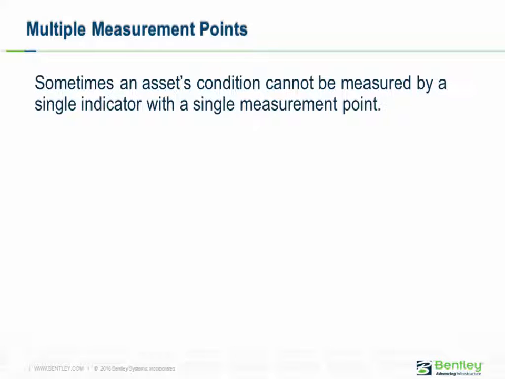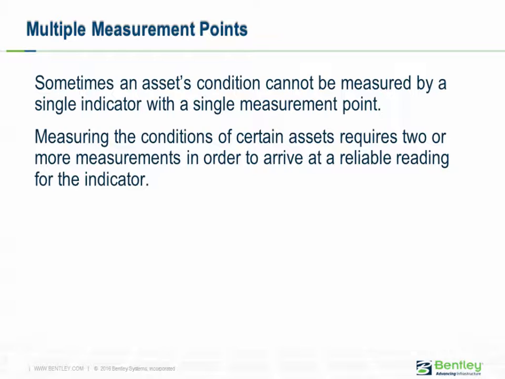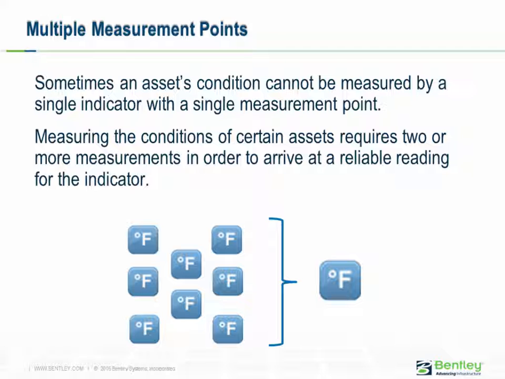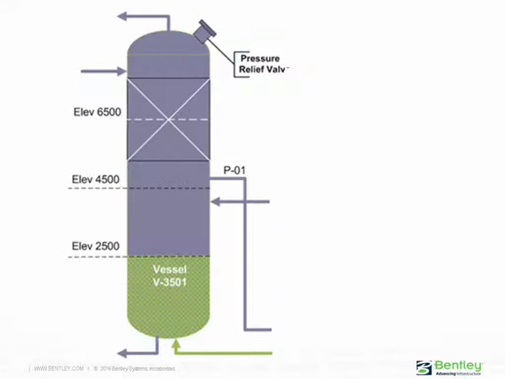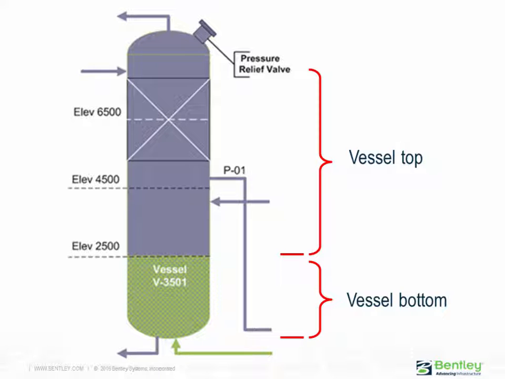In some cases, an asset's condition cannot be measured by a single indicator with a single point of measurement. Measuring the condition of certain assets requires taking two or more measurements to arrive at a reliable reading for the indicator. An example is the wall thickness of a holding tank or pressure vessel. Different conditions exist at the bottom of the vessel where liquid is stored than at the top where vapor may be found, so measurements are taken at various locations or elevations on the vessel.